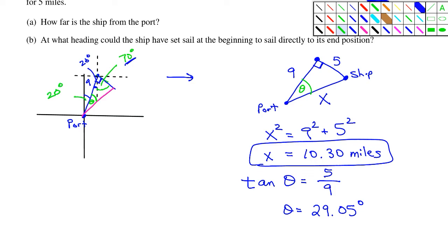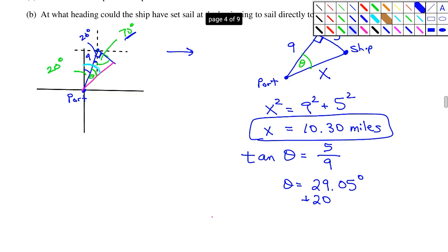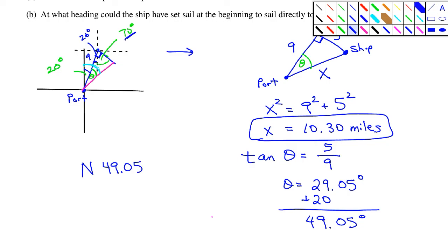The actual heading that we need to draw is the one that goes from the north axis all the way over to the side of the triangle. That's the purple side. And so we need to take this theta and add the original 20 degrees to come up with 49.05 degrees. And then let's write that as a bearing. So it's north 49.05 degrees east.